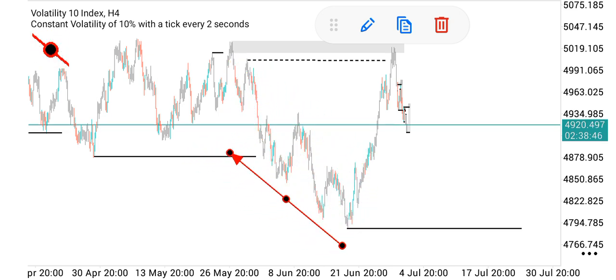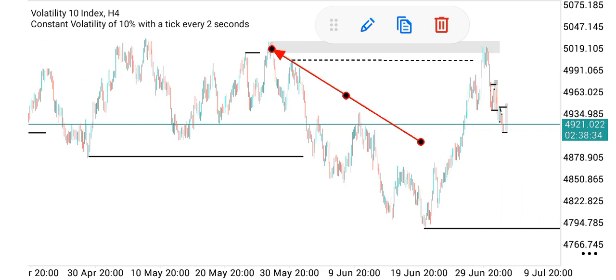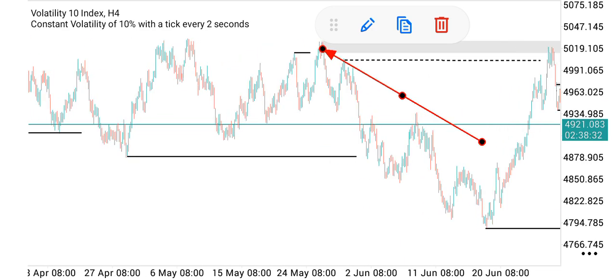So after this breakout structure, if you look upward after the breakout structure, the origin that caused the breakout structure is this zone. So this is the origin. Why am I placing it here as the origin? I want you to look at something.